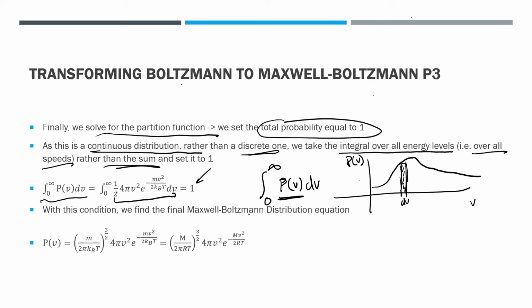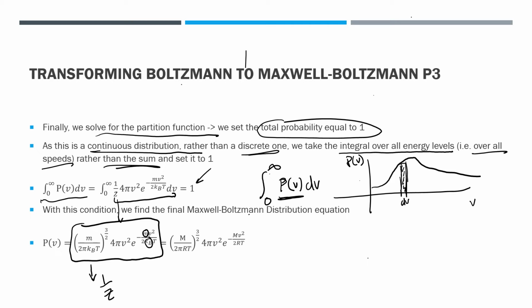With this, we can solve for z, the partition factor, and z becomes this term, which is a little bit gross. This is the term that is 1 over z. Then we get our final Maxwell-Boltzmann distribution equation, which is this guy. It's a little bit ugly, but that's our final Maxwell-Boltzmann equation after we did all these substitutions. And we can do one final substitution.